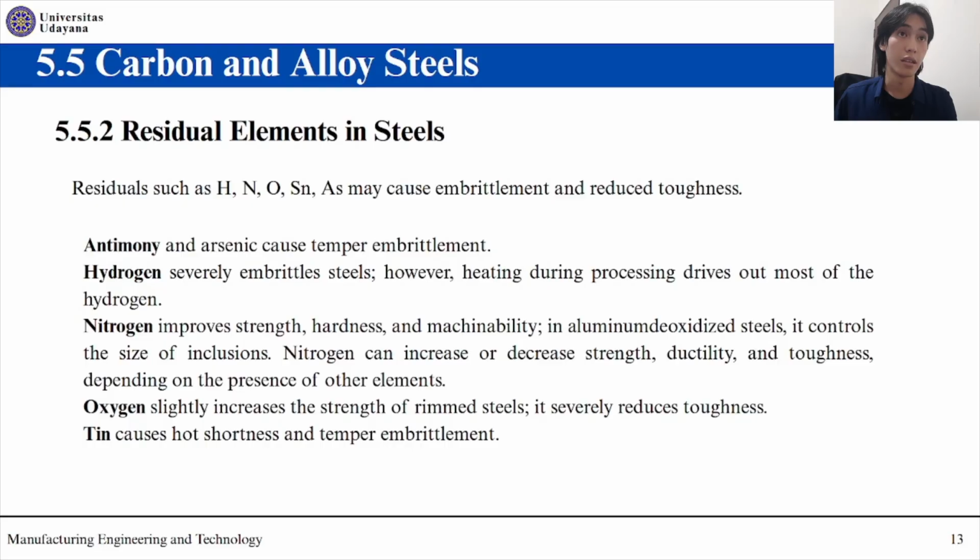Next is residual elements in steel. Residual elements in steel, hydrogen, nitrogen, oxygen, tin, and arsenic can negatively affect the quality of steel. For example, hydrogen causes embrittlement, nitrogen can alter strength and toughness, tin and arsenic lead to temper embrittlement or hot shortness. Next.